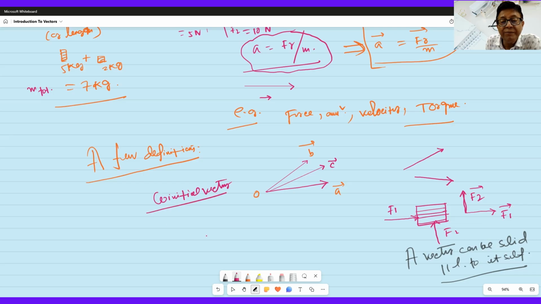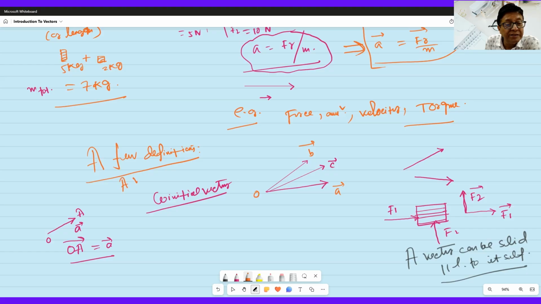So what are co-initial vectors? If they have the same origin. For any vector, I'm just writing a vector A here. This is a vector A, and we are representing it by this line segment. A line has infinite length, but a vector cannot have infinite length. Why? Because it has fixed magnitude. So we have to represent it by a line segment. Better we follow this definition by now.